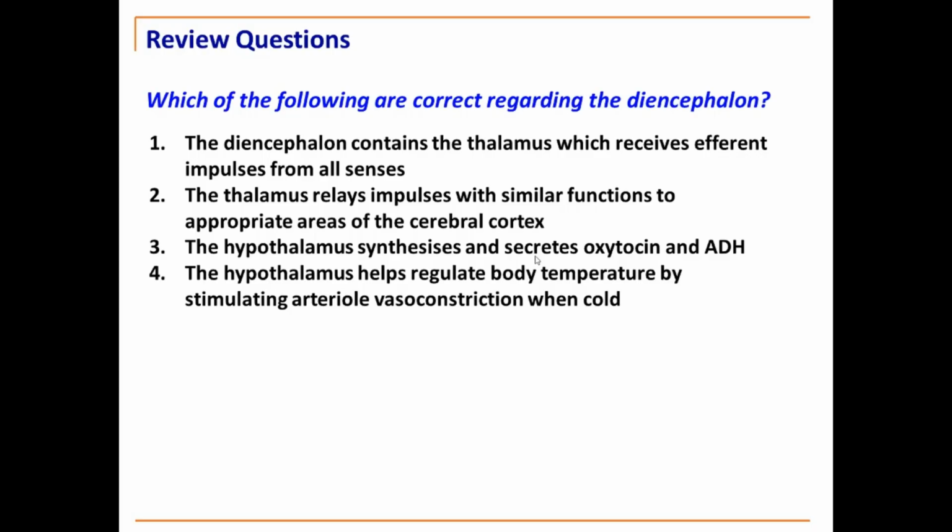The thalamus relays impulses with similar functions to appropriate areas of the cerebral cortex. That, of course, is correct. So visual information goes to the visual cortex. Auditory information goes to the auditory cortex.